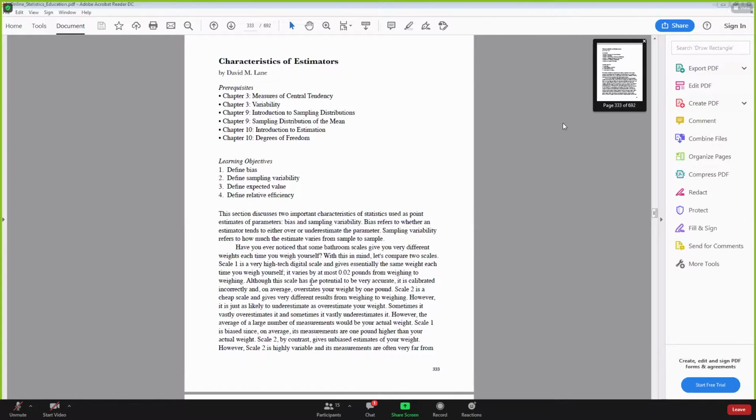Now, scale 2 has large variance, just as it is described. However, since it is said that on average it produces an accurate result, it has low bias or no bias, or let's say actually low bias. And so these two things illustrate two different sources of error that can occur in an estimate.